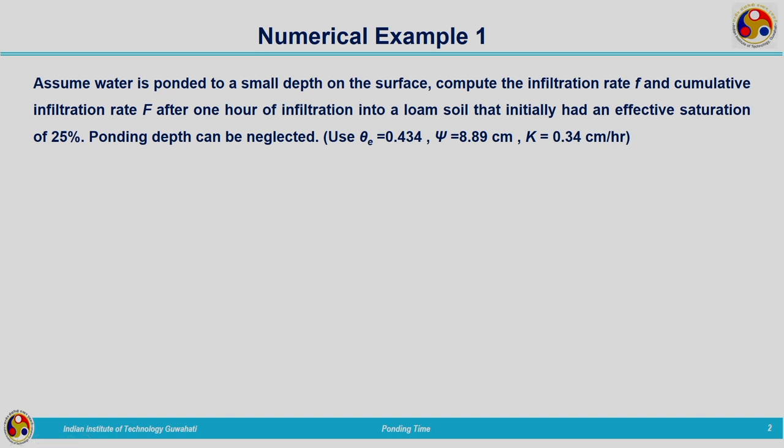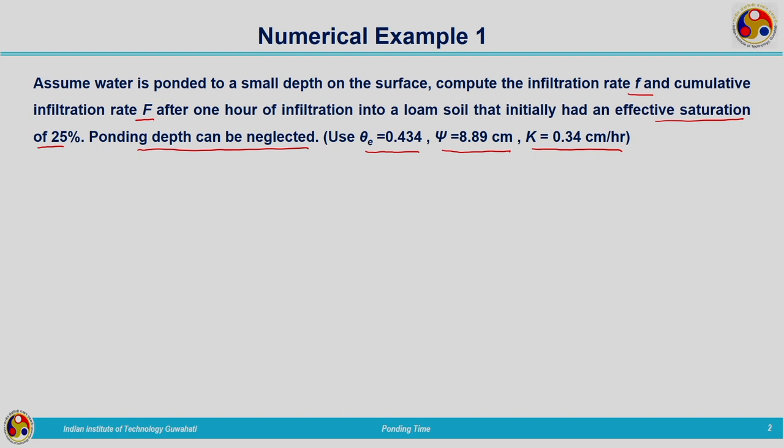First example: assume water is ponded to a small depth on the surface. Compute the infiltration rate f and cumulative infiltration F after 1 hour of infiltration into a loam soil that initially had an effective saturation of 25%. Ponding depth can be neglected. Use theta e equal to 0.434, psi equal to 8.89 centimeters, K equal to 0.34 centimeters per hour.